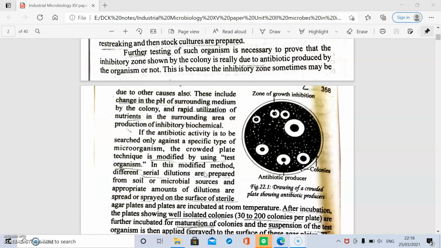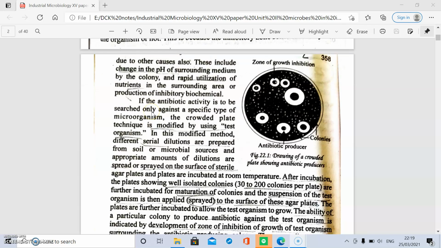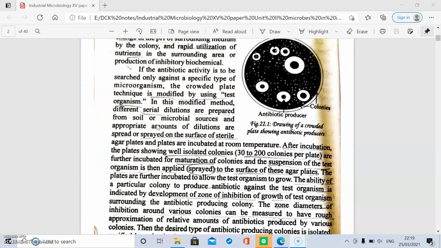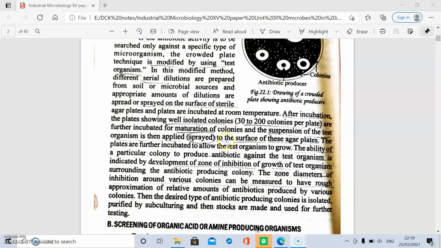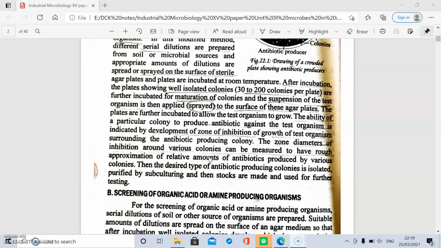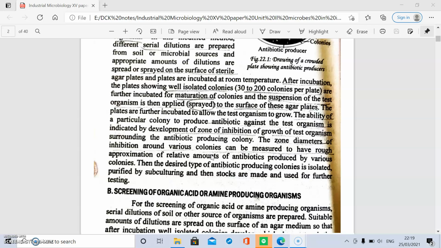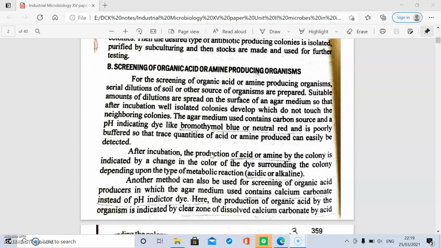Another method is also there, in which a pH indicator is used. Next one, screening of organic acid or amine producing organisms. Again the same method is used, and here the serial dilutions are prepared as I discussed earlier.